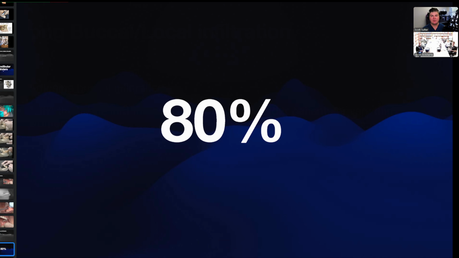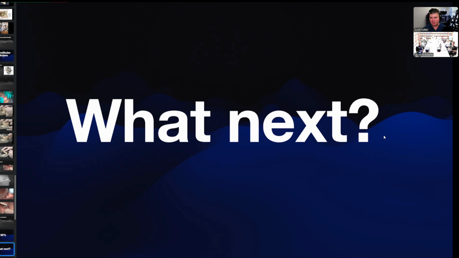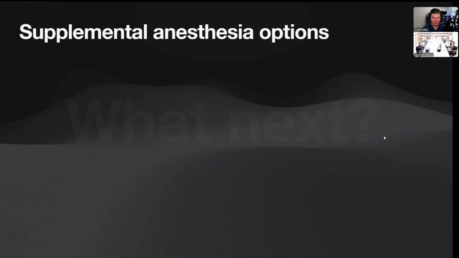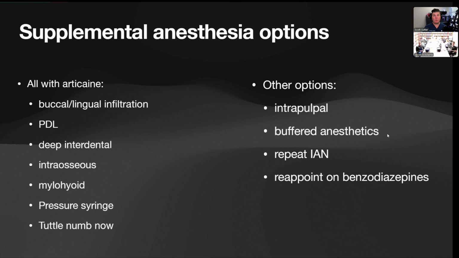80% success rate at these points. So what do you do for the other 20%? Well, quite a lot. So as far as the options we have for supplemental anesthesia, we have a lot. So we're going to go through all of these, but all of these you're going to be doing with articaine because you want to have that penetration of the bone.